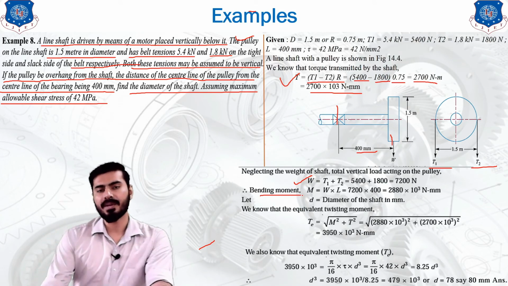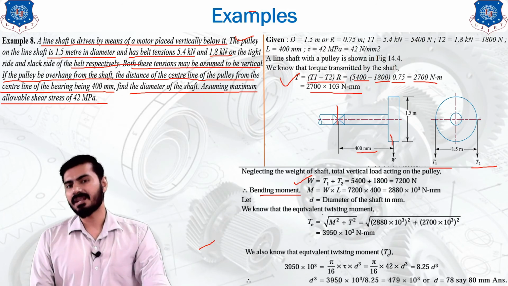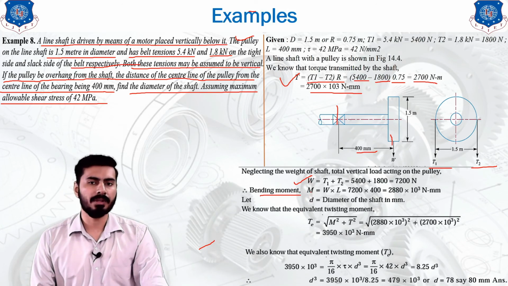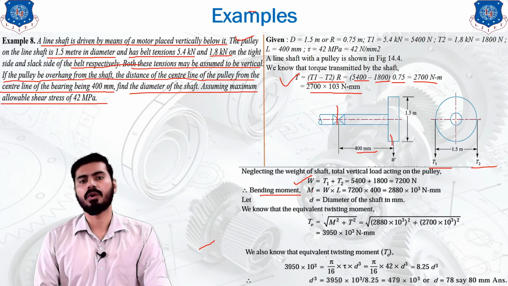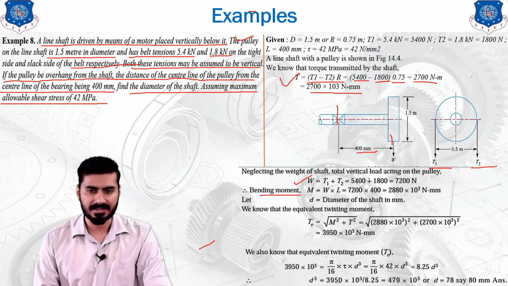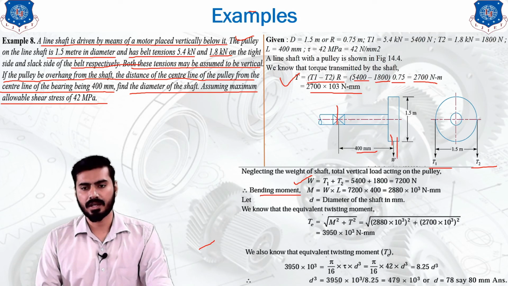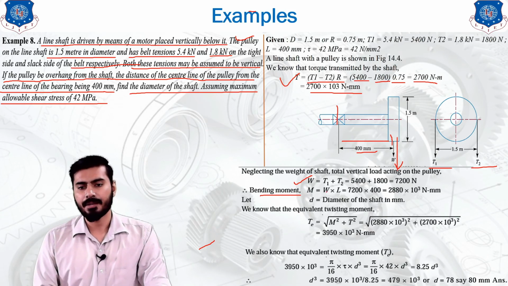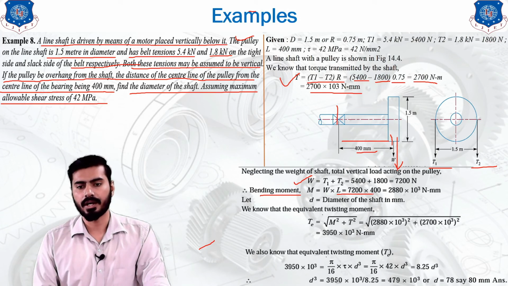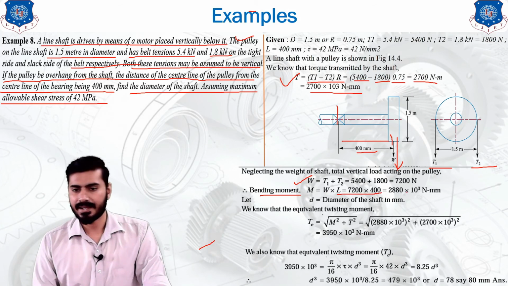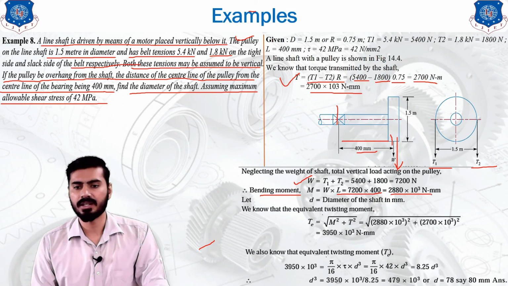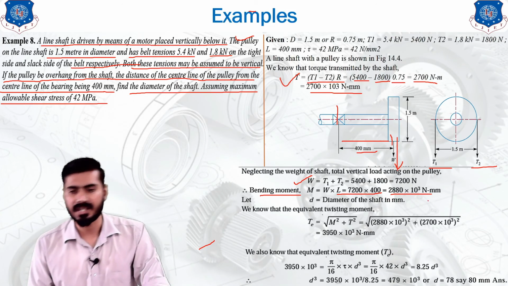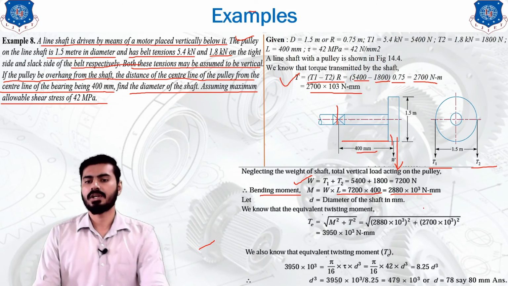Now the bending moment can be calculated using the basic concept of the moment, that is nothing but the force into perpendicular distance. Now we know this force goes in the vertically downward direction and the perpendicular distance is 400. That's why your bending moment will be 7200 into 400. And that's why your final answer comes out to be 2880 into 10 raised to 3 Newton-mm.